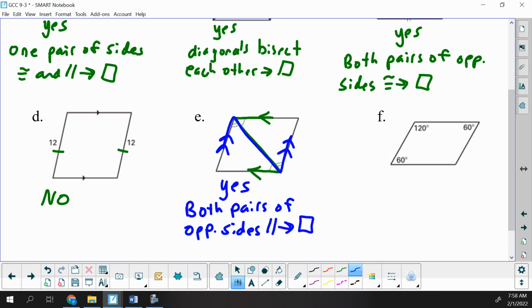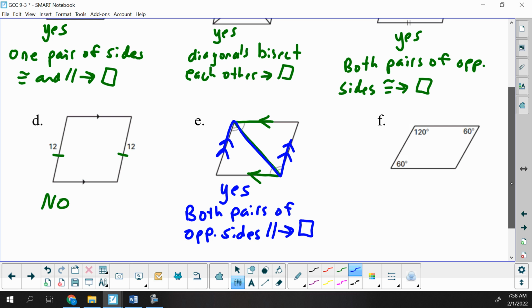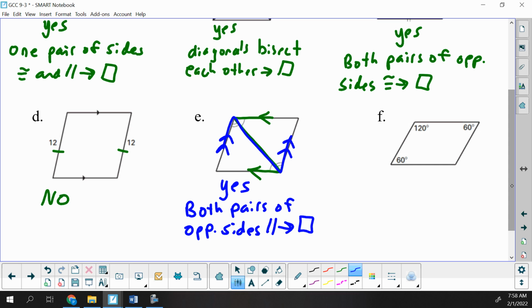All right, in F we've got some angles. So our angle one that we have at the very bottom below the box is both pairs of opposite angles congruent imply a parallelogram. Well, we've got one set of opposite angles congruent. Well, we've got to think about how many sides we have here. We got 4 sides. And I want you to think in a 4-sided figure, what should the angles all add up to?